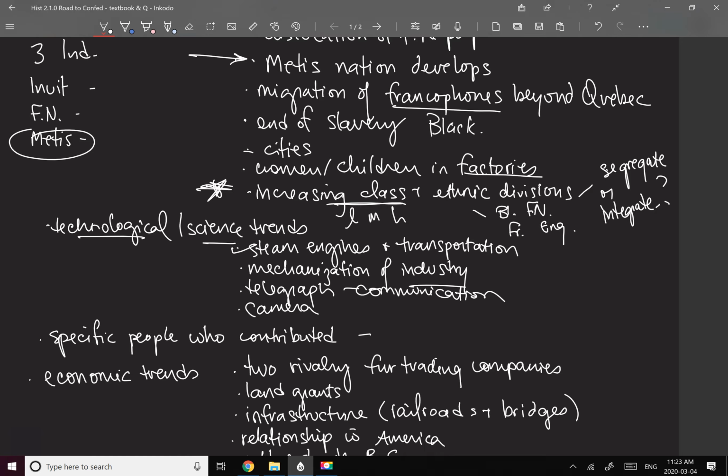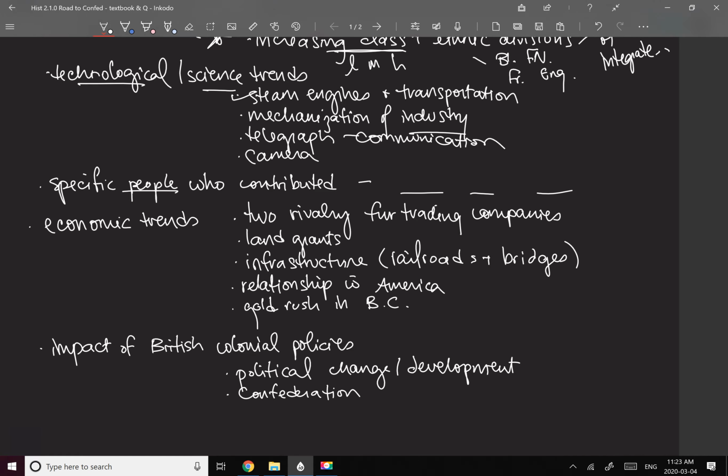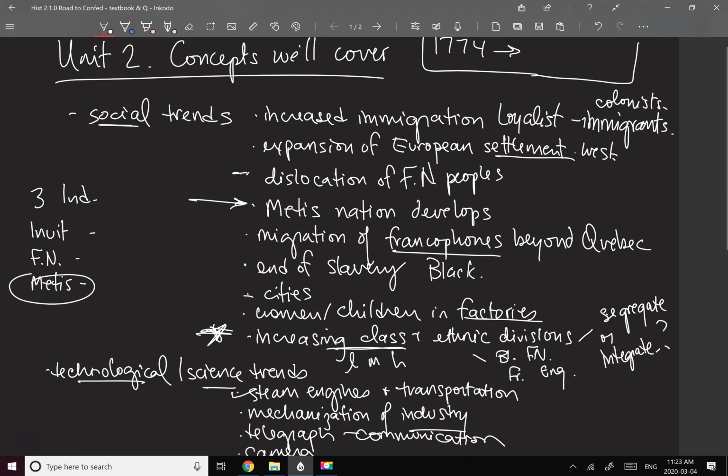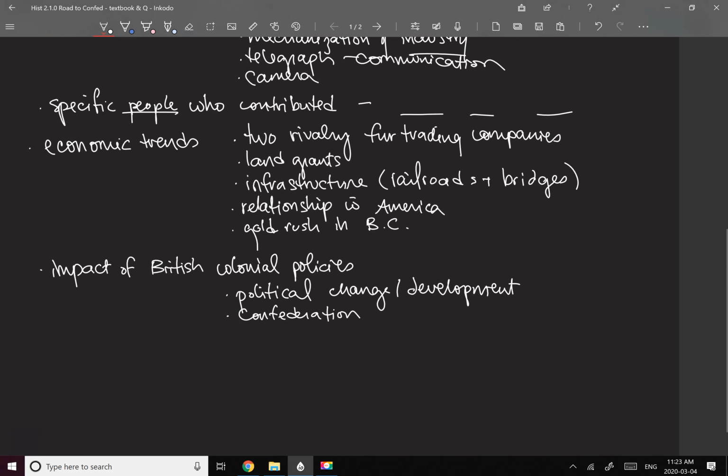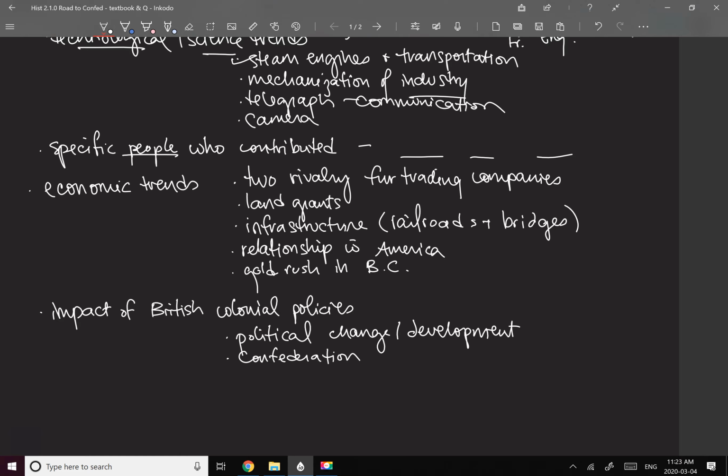The cameras even developed early on, so then we'll have some primary document photos of the early settlers. There will be a list to come of the specific people who should get honorable mention in this time period, 1774 onward, in those early years of what will become Canada's Confederation. We'll go through those people as we come across them.